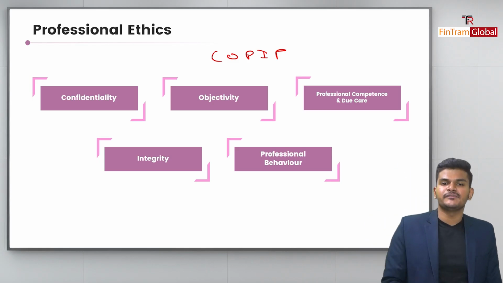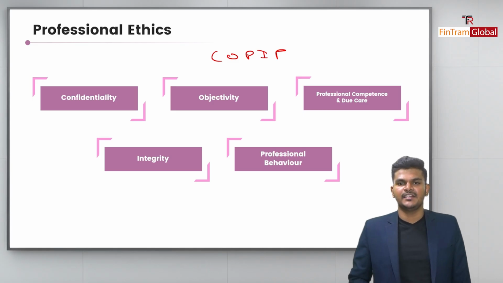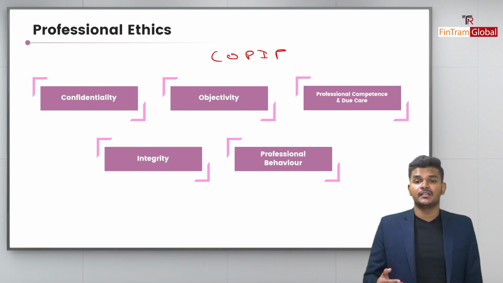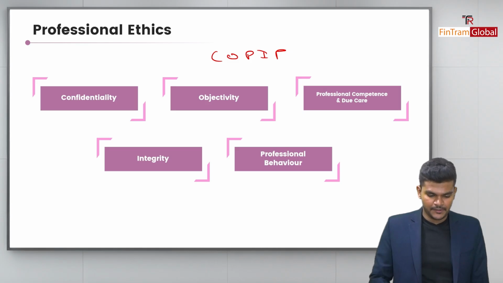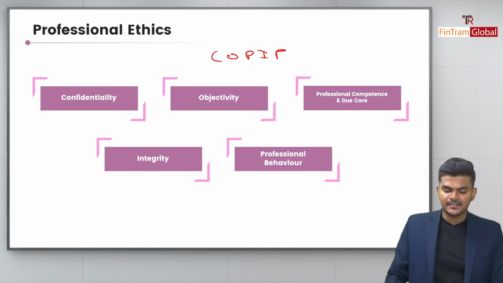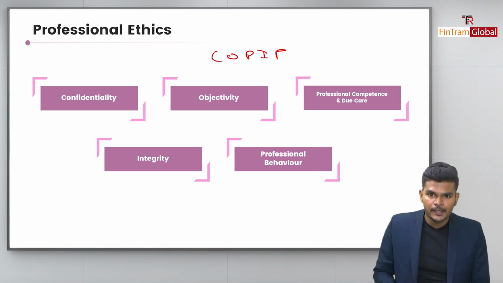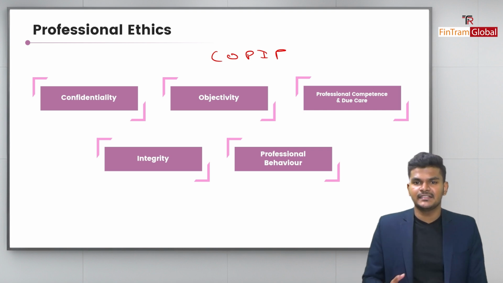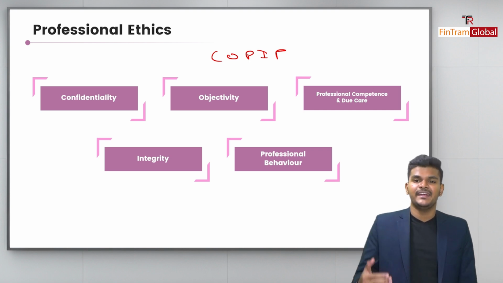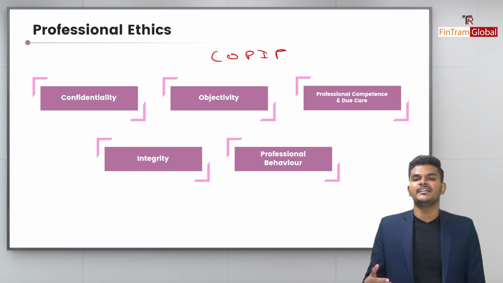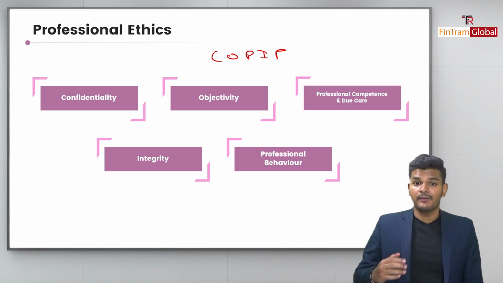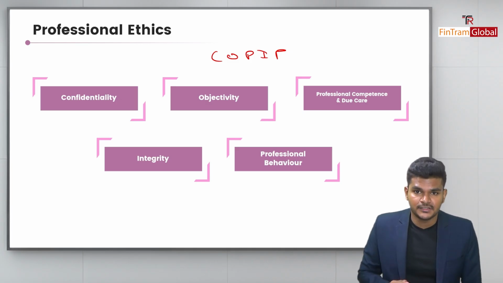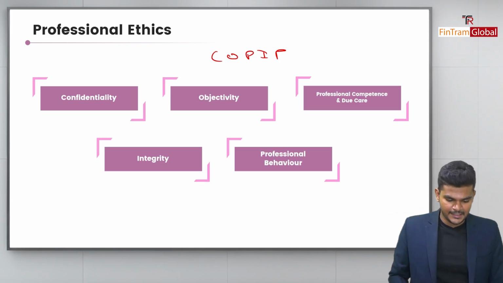And then O stands for objectivity, right? What does objectivity mean? Your professional judgments should not be influenced by anyone. Okay, folks, that's basically the idea. And then P stands for professional competence and due care, right? Which is basically the idea that your skills and knowledge should be updated so that you can provide high quality services to the clients, and you have a duty to provide high quality services to your clients. Okay, folks, that's basically the idea.